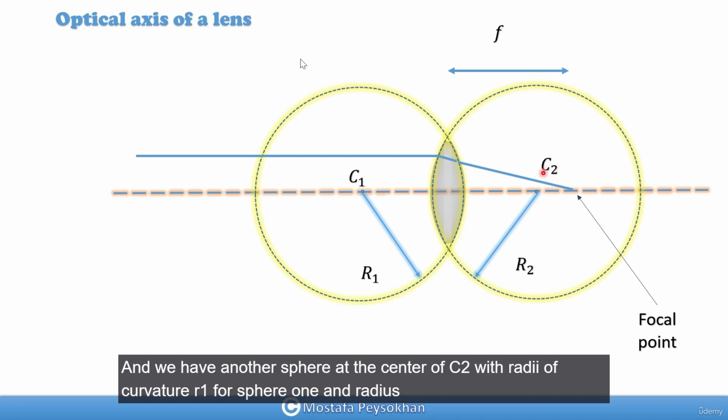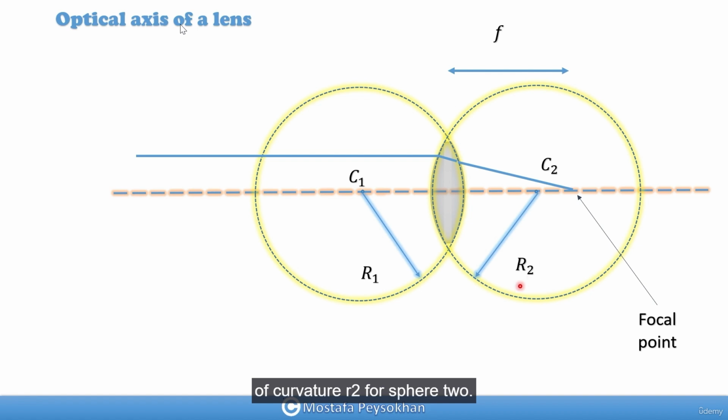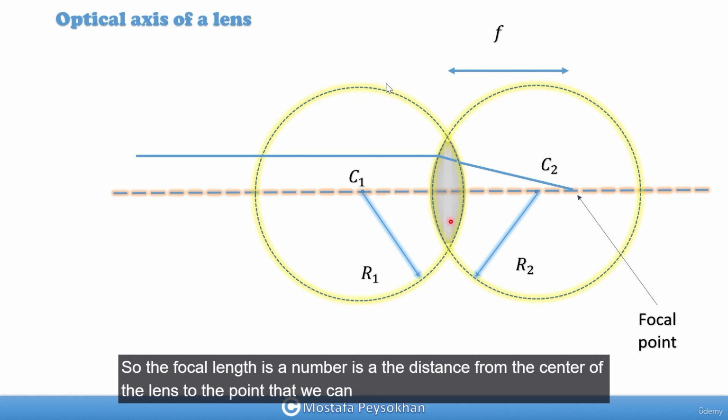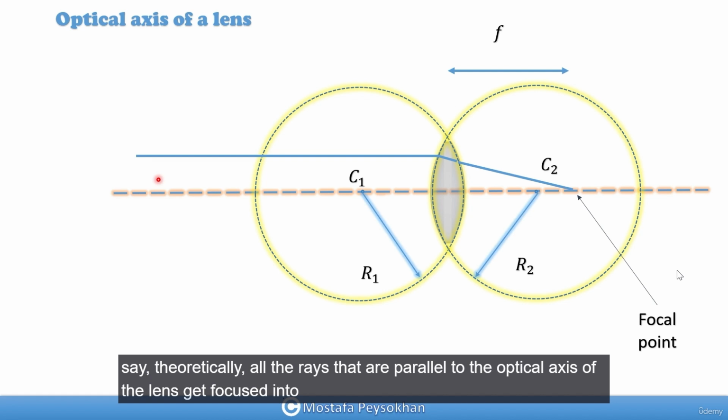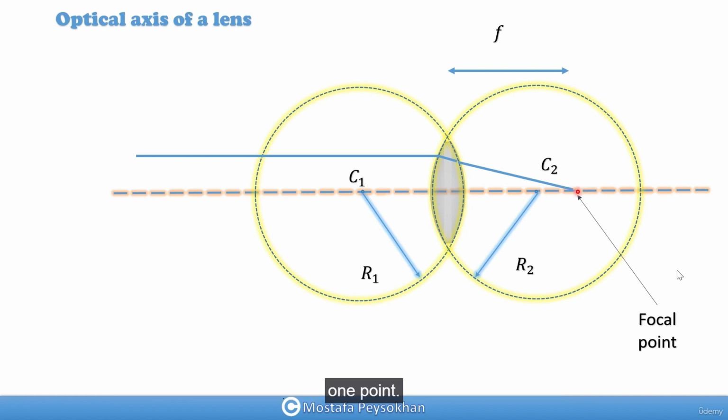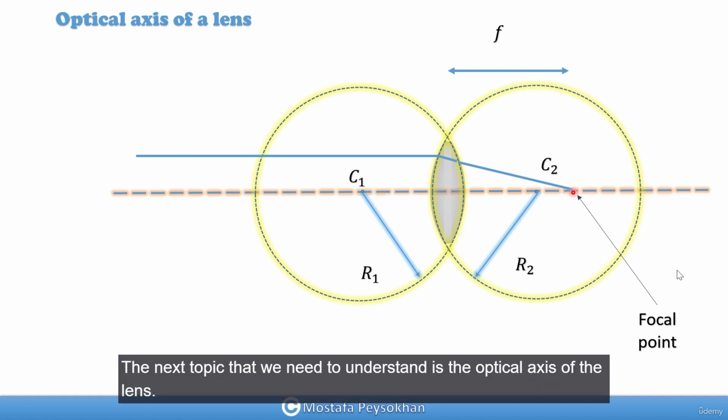sphere at the center of C2 with radii of curvature R1 for sphere 1 and radii of curvature R2 for sphere 2. An intersection of these two spheres is this length. So the focal length is a distance from the center of the lens to the point that, theoretically, all the rays that are parallel to the optical axis of the lens get focused into one point. The next topic that we need to understand is the optical axis of the lens.